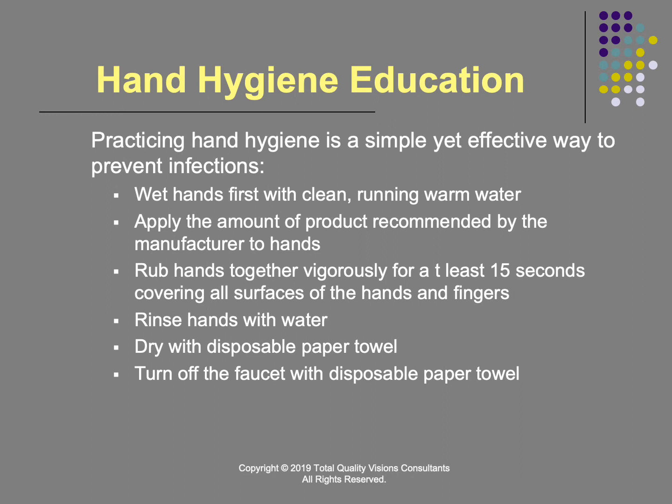The guides to washing your hands. You should wash your hands first with clean, warm, running water. Apply the amount of product recommended by the manufacturer to hands. Rub hands together vigorously for at least 15 seconds, covering all surfaces of the hands and fingers. Rinse hands with water, dry with disposable paper towel, and turn off faucet with disposable paper towel.